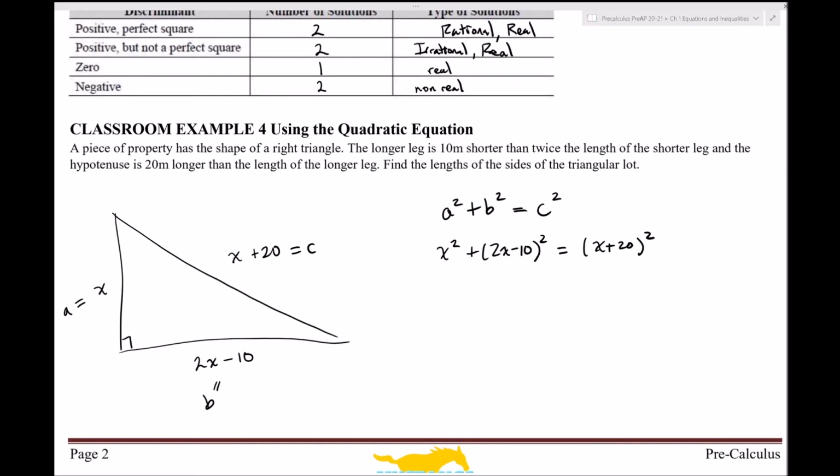But then the hypotenuse is 20 meters longer than the length of the longer leg. I put x plus 20, but that's 20 meters longer than the shorter leg. So c is equal to 20 plus the longer leg, which is 2x minus 10, which I can simplify to 2x plus 10. You drop the parentheses, 2x, and then 20 minus 10 is positive 10. So c gets replaced with 2x plus 10, and that's going to get squared.